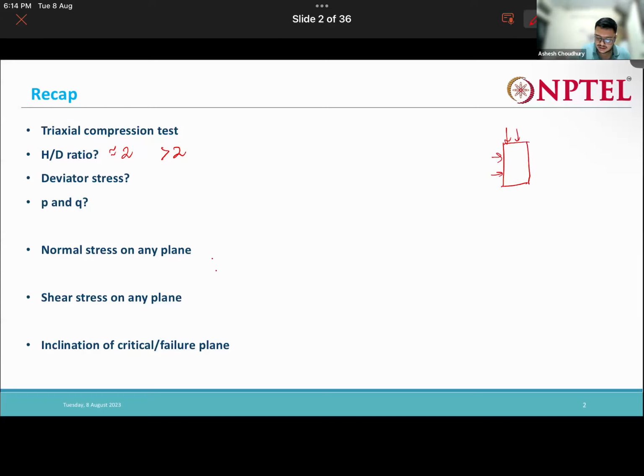So this is sigma 3, the confining pressure, which is acting all around, isn't it? Now what we do, we apply some axial load. That axial load is actually nothing but the deviator stress. The deviator stress is nothing but sigma 1 minus sigma 3. So sigma 1 becomes sigma 3 plus the deviator stress. Okay. So this is our deviator stress.